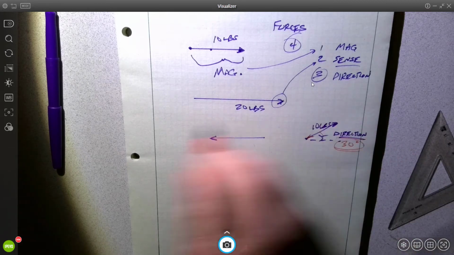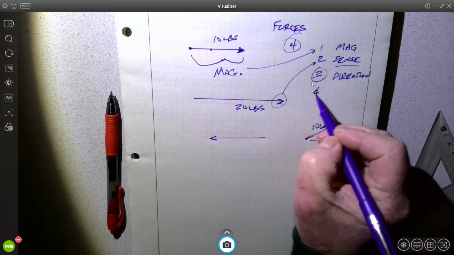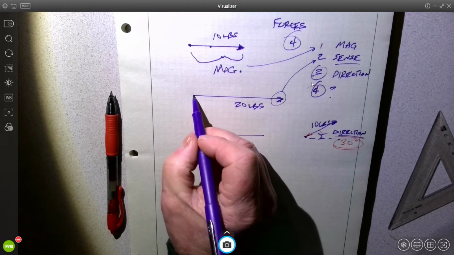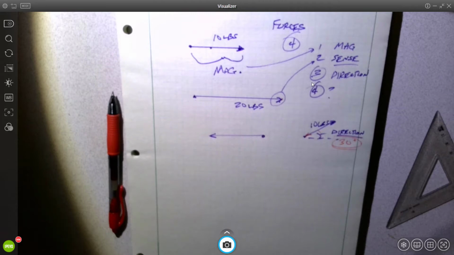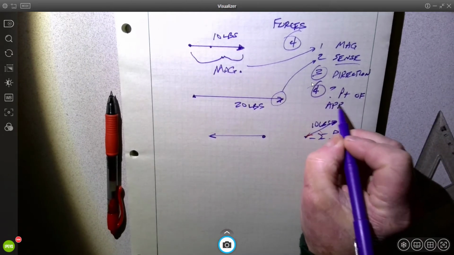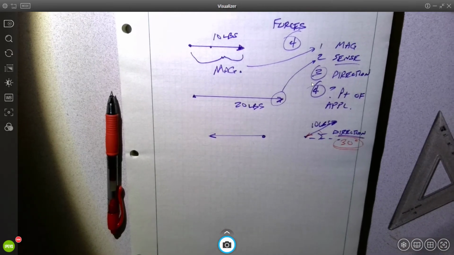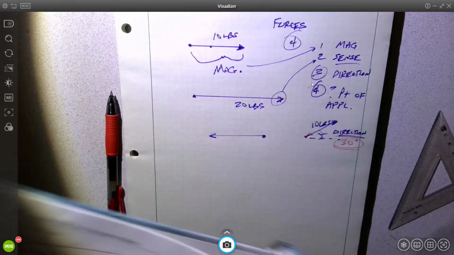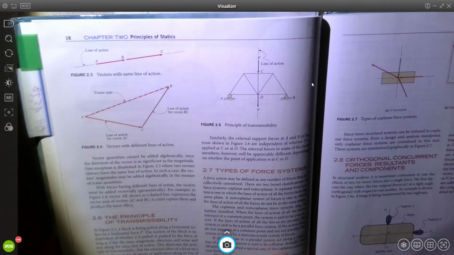And then there is one thing left. What do we think it is? Here, I'll mark it. Got it? Point of application, where the vector is applied. Okay? 4 characteristics of a force. Very important. When you report a force back to me, we need to have all 4 characteristics.